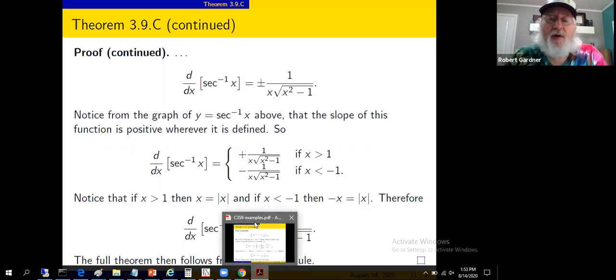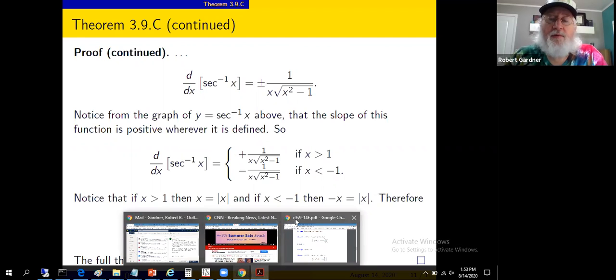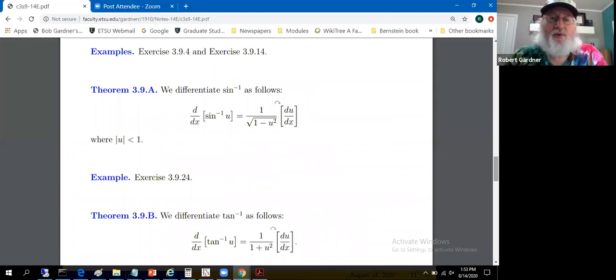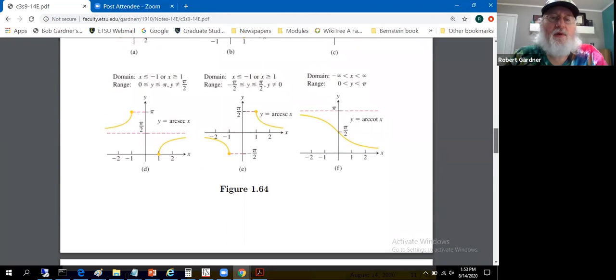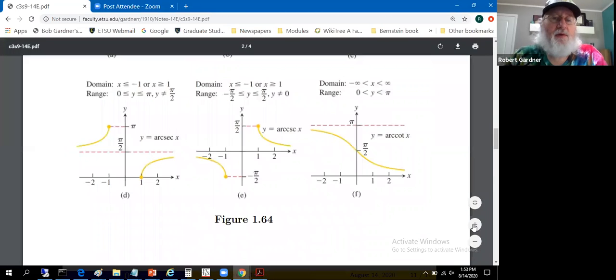Let's go back to the notes and bring up a picture of secant inverse. Here it is. Yeah, it's always going uphill. Even over here, it's going uphill. So wherever the derivative is defined, that derivative is positive. Tangent lines have positive slope everywhere. At -1, we've got a problem, so the vertical tangent or something, and we've got a similar problem at 1.